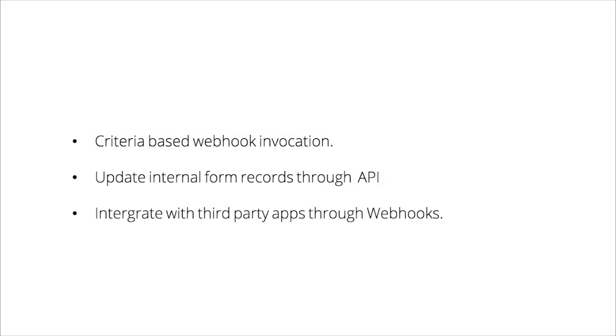With Zoho People, you can create a webhook based on different criteria without writing a single line of code. For example, an employee resigns and you need to make sure that he no longer has access to his account. Now, instead of deleting the user from the system, you can just change the status to resigned and an API will be invoked to restrict system access.